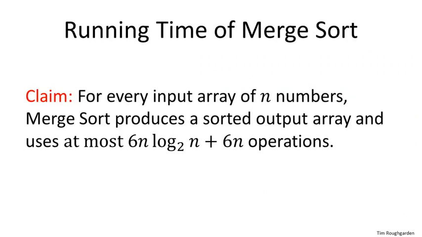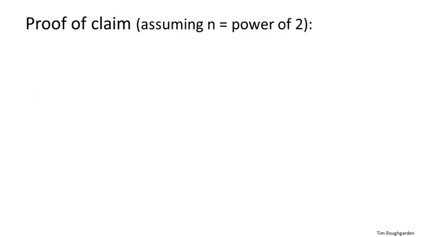that in order to sort an array of n numbers, the merge sort algorithm needs no more than a constant times n log n operations. That's the maximum number of lines of code it will ever execute. Specifically, 6 times n log n plus 6n operations. So, how are we going to prove this claim? We're going to use what is called a recursion tree method.